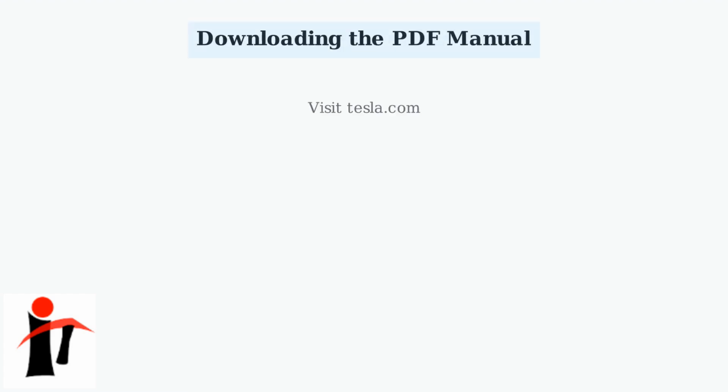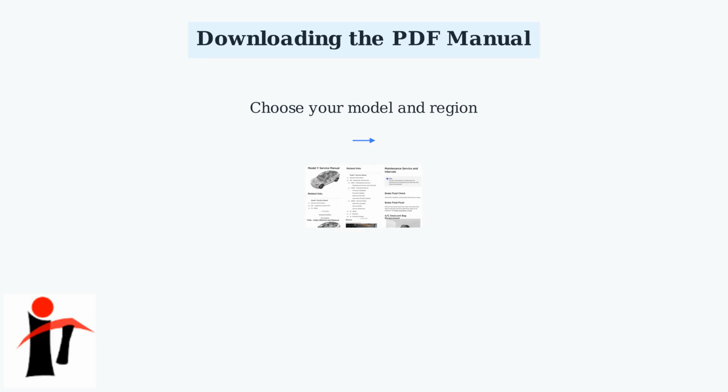For offline access to your Tesla Owner's Manual, visit tesla.com to download the PDF version. Once on the website, navigate to the Support section in the main menu. In the Support section, choose Manuals to access the available downloads. Select your specific Tesla model and region to get the correct PDF manual.